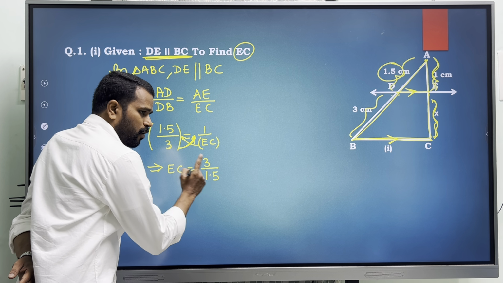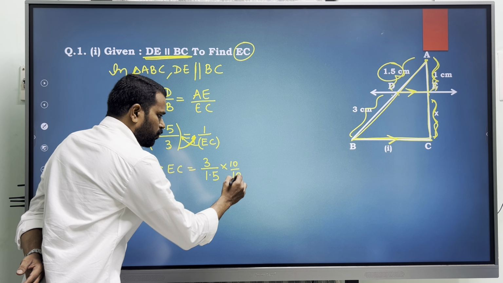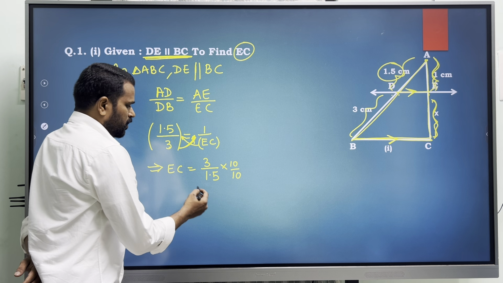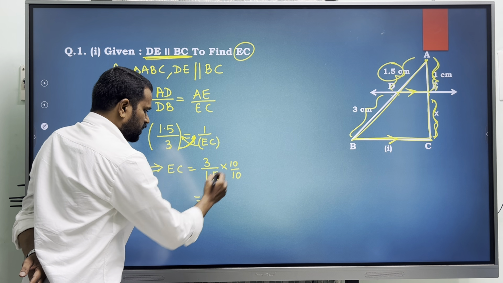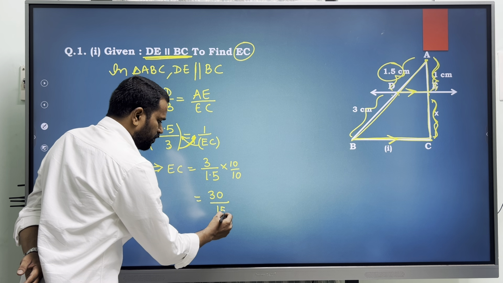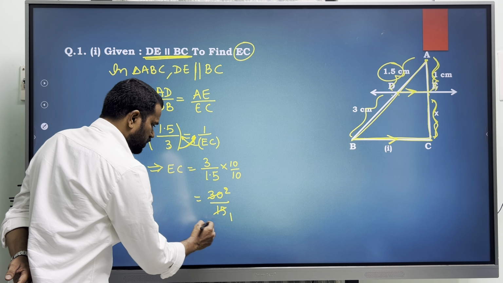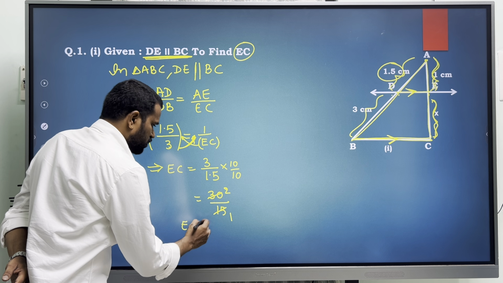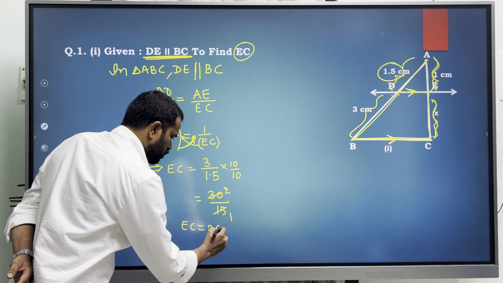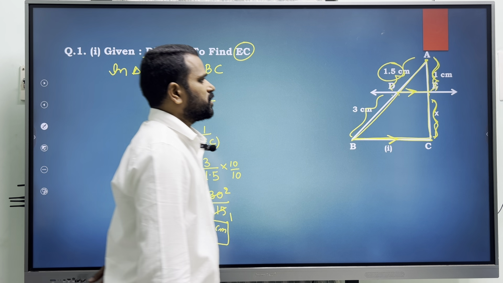Here there is a decimal. So after decimal we have one digit. So we have to multiply and divide it with 10. So what will happen to this? 3 tens are 30. 1.5 into 10 is 15. 15 ones are 15, twos are 30. That implies EC is equals to how much? EC is equals to 2 centimeter.